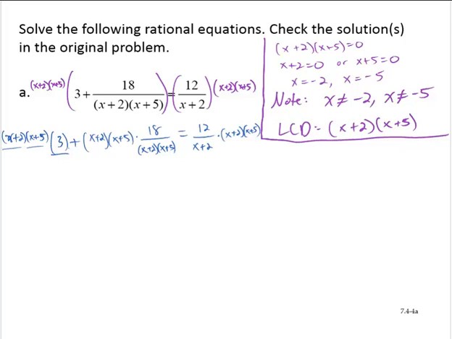Now if we go through all the multiplication there, x plus 2 times x plus 5 is x squared plus 7x plus 10, and then I'm multiplying that by 3. So I'll have 3x squared plus 21x plus 30. Just applying the distributive property.